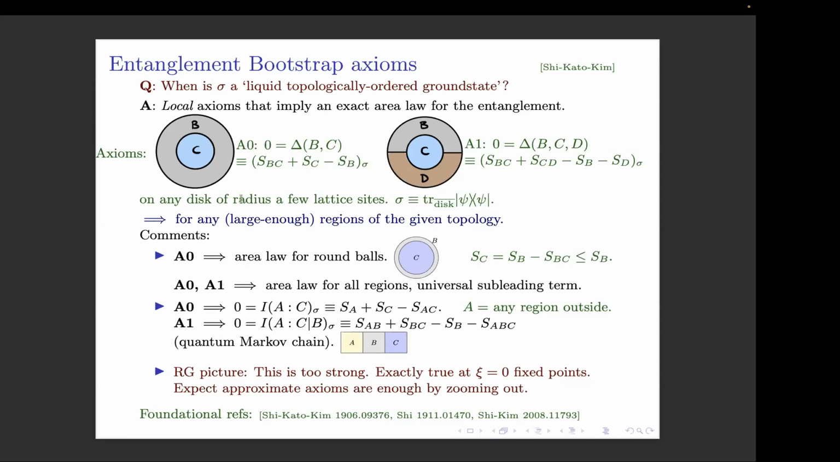So in some sense, if you take three regions of a particular kind, then you should always saturate the strong subadditivity. That's right. So I guess there are two things I have to say about this.